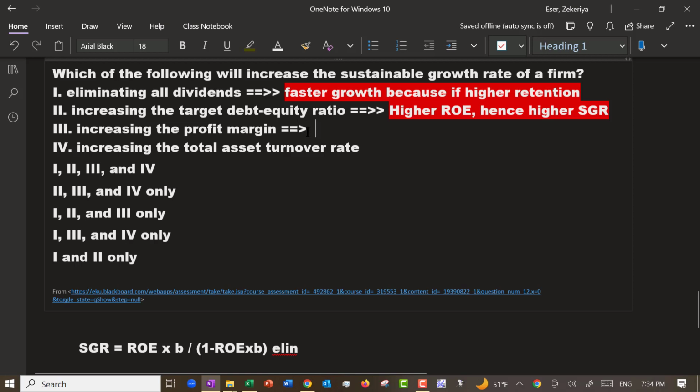If you increase the profit margin, what happens? Increases ROE. It increases ROE. Thus, SGR.